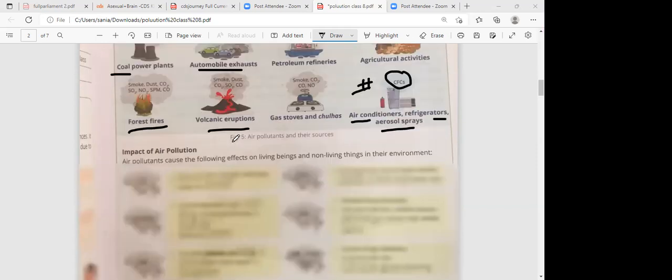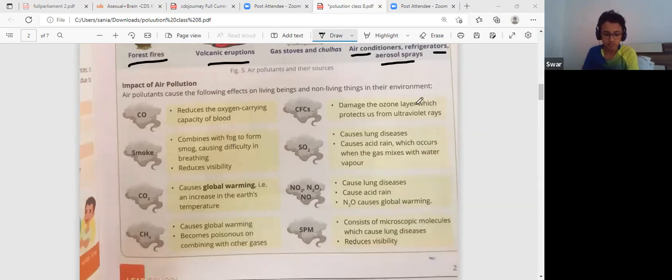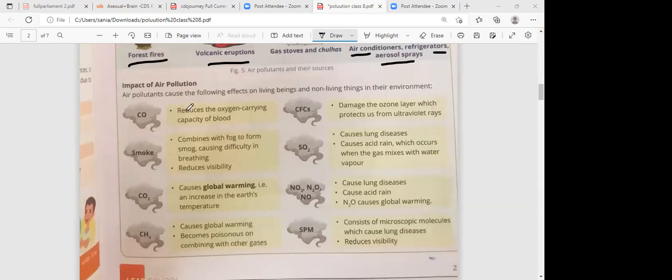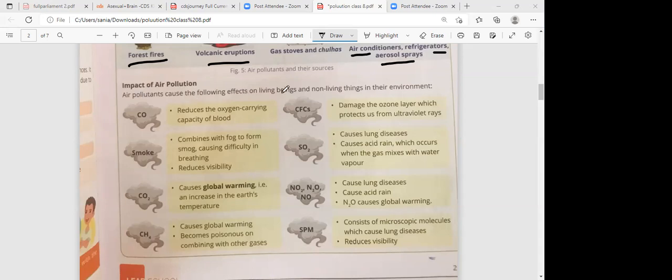Now we will be doing the impacts. These are the different types of impacts. First, air pollution causes the following effects on living and non-living beings. First, it reduces the oxygen carrying capacity of the blood. When you inhale CO, it reduces the oxygen capacity.